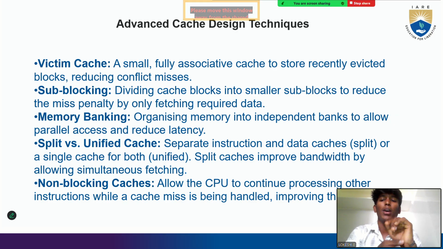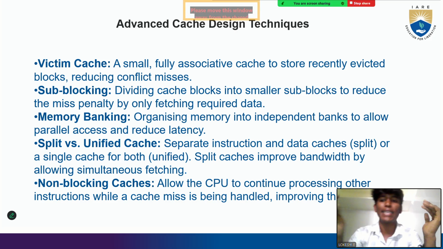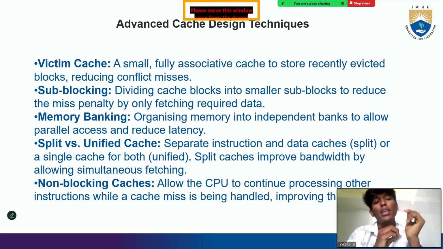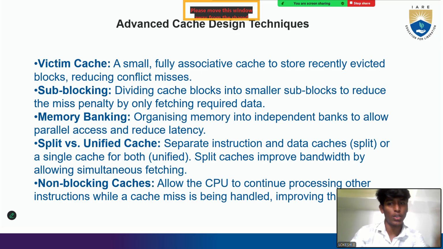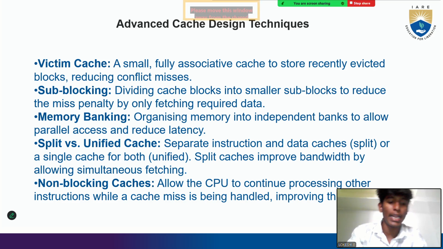Split versus unified cache. Split caches keep separate instruction and data caches. Unified is a single cache for both. Split caches improve bandwidth by allowing simultaneous fetching of instructions and data. So this is the difference between split and unified cache. Non-blocking caches allow the CPU to continue processing other instructions while a cache miss is being handled, improving the cache performance.